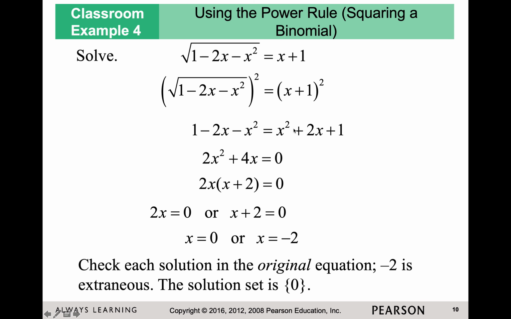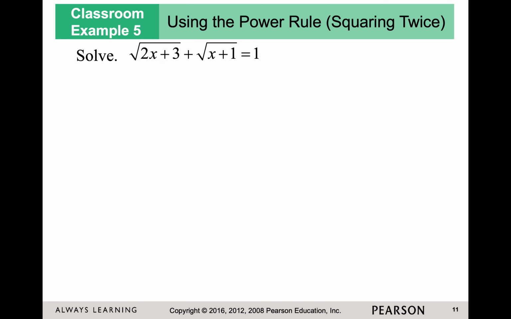-2 does not work. If I plug in a -2, I do not get equal statements. And when I say plug in, you're plugging here at the top. So when I plug in -2, it is extraneous. So that means my only answer is 0. And again, is it a rule that 1 always cancels? No, that is not the rule. But you have to check.